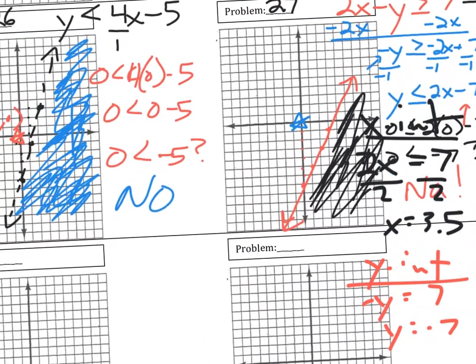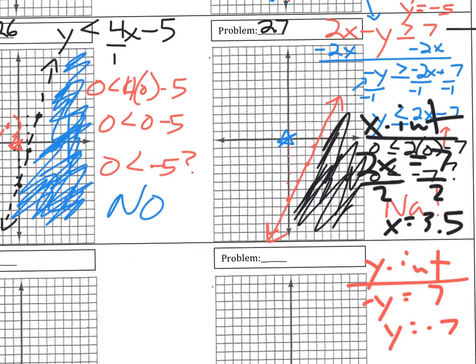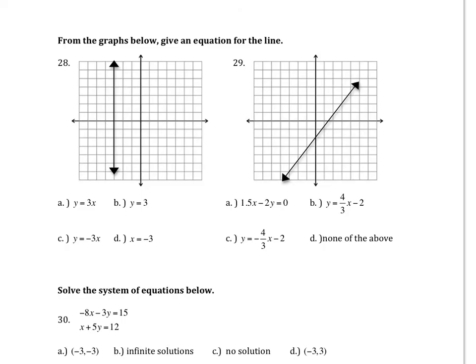28. Coming right up. Let me get to the page. We've done all those. Good. All right. 28. Vertical line, always x equals. Think about it. Any point on this line would have an x value of negative 3. Hence, x equals negative 3.